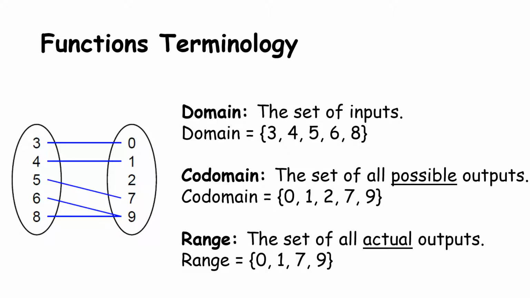The range is then the set of all actual outputs. So notice there on the right hand side of the mapping diagram that the value of 2, although it's there and it could be used, is not used. So the set of actual outputs are 0, 1, 7, 9. It is really important that you understand the subtle difference between the codomain, so the possible outputs, versus the range, which is the actual outputs.